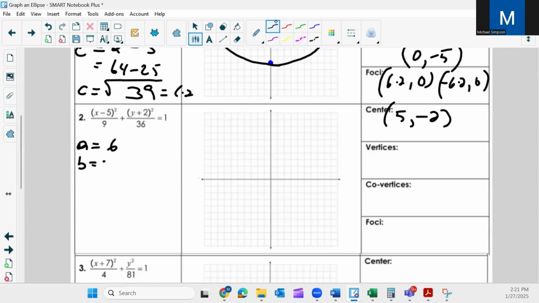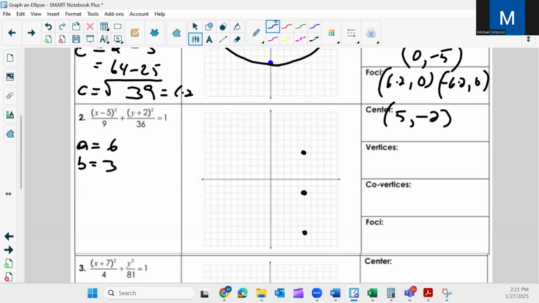B is... Okay, so let's talk my points now. 5, negative 2. 1, 2, 3, 4, 5, down 2. That is my center right there, H, K. Good. Right. My vertices now. Is this going to be a horizontal or vertical ellipse? Vertical, right? So for the 6, I'm going 6 units up from the center. 1, 2, 3, 4, 5. Okay. And then 6 down. Good so far?